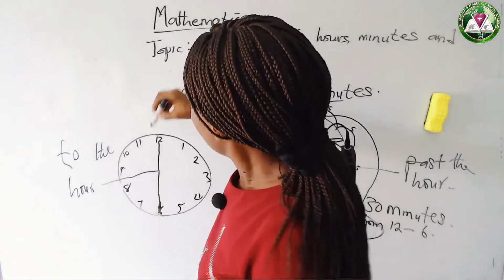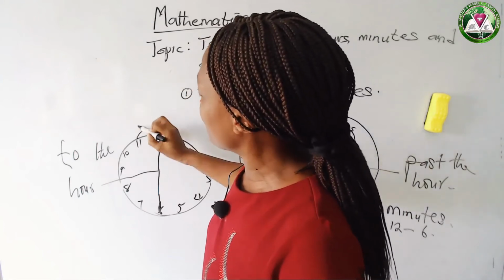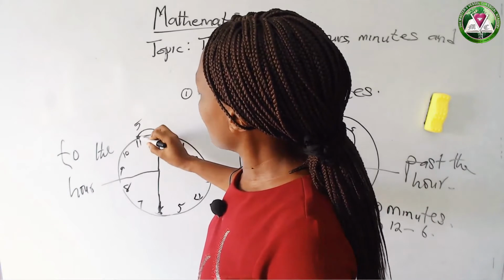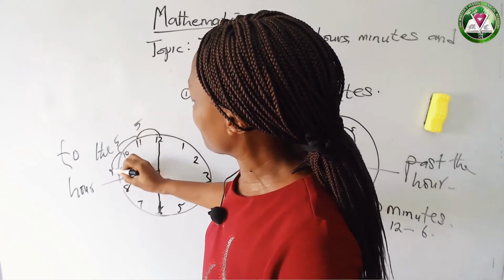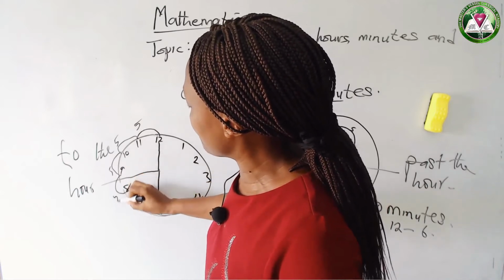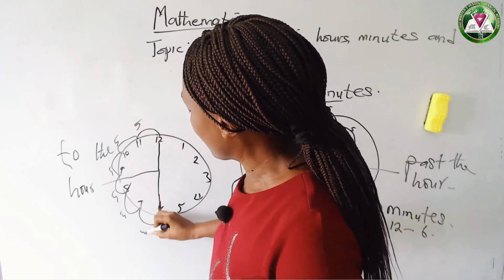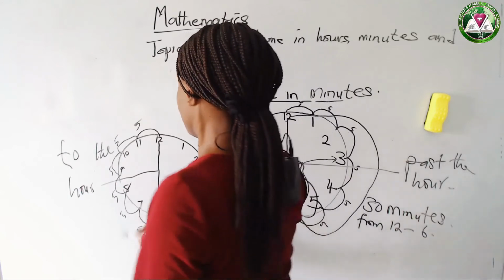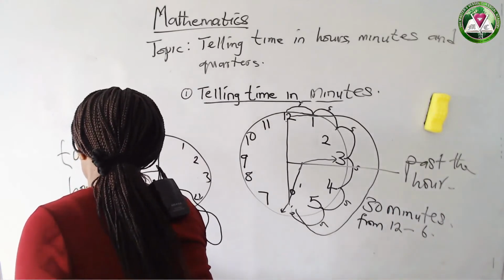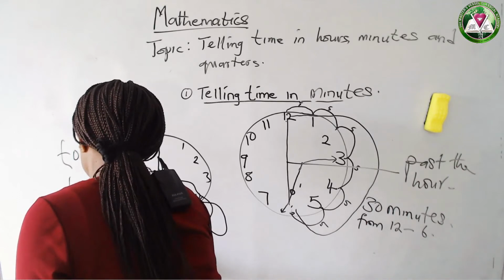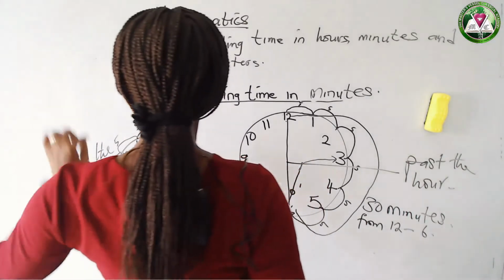Let's proceed. From 12 to 11, 5 minutes. From this to this, 5 minutes. From this to this, 5 minutes. From this, 5 minutes. From this, 5 minutes. Then from here to here, 5 minutes. All together, 30 minutes. Okay. I said this one is 'to the hour'.